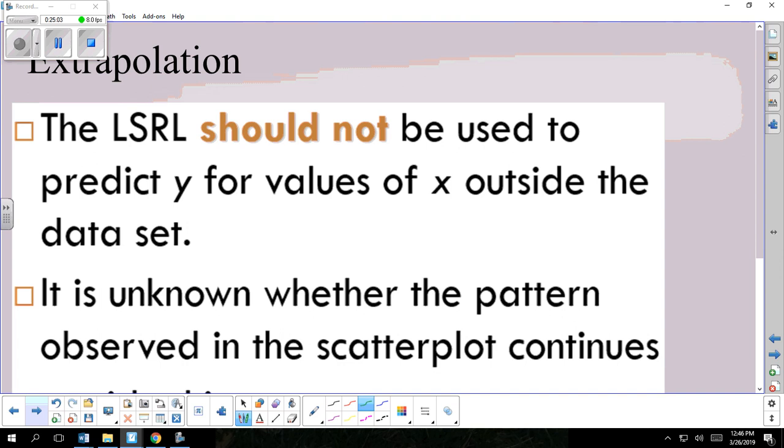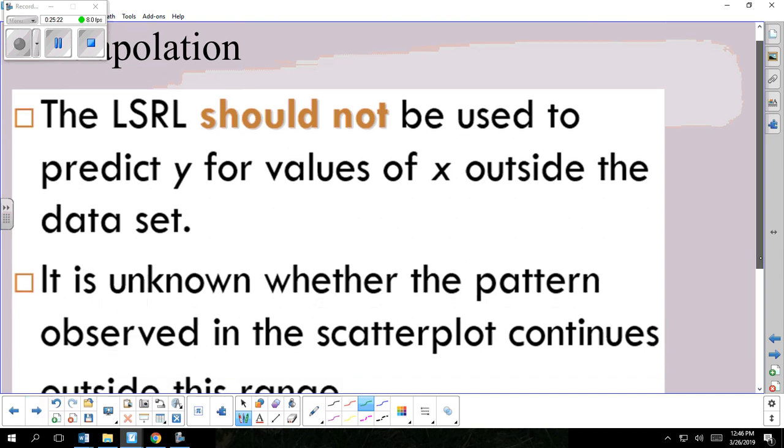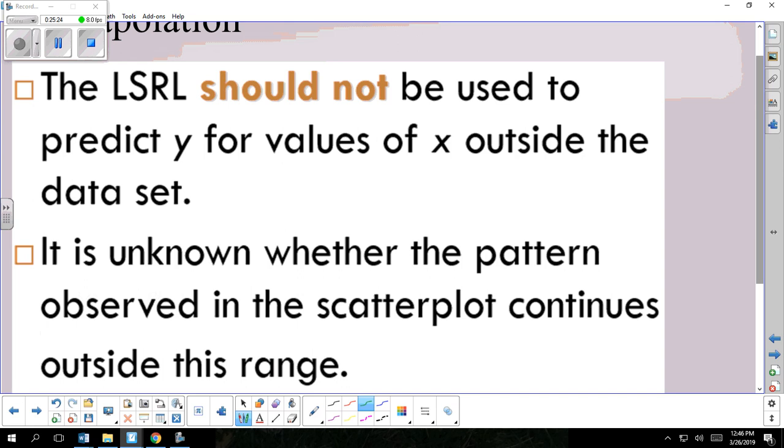All right, last couple. Extrapolation. The least squares regression line should not be used to predict y for values of x outside the data set. We can only make predictions for values of x within the domain of the original data set. It is unknown whether the pattern observed in the scatter plot continues outside this range. So whatever data we collected, we can only use those x values.